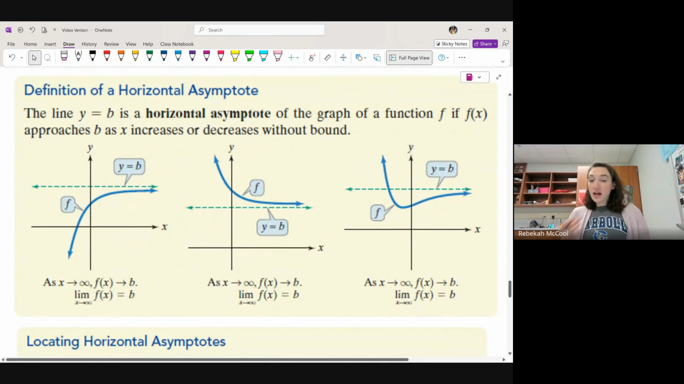So we're also going to have horizontal asymptotes. These are our horizontal guidelines that dictate the end behavior. Sometimes they can be crossed. They're not as strict as vertical asymptotes because they're not coming from domain issues. So they can be crossed, but they tell us what the behavior is going to be on the far left and the far right of our graphs.